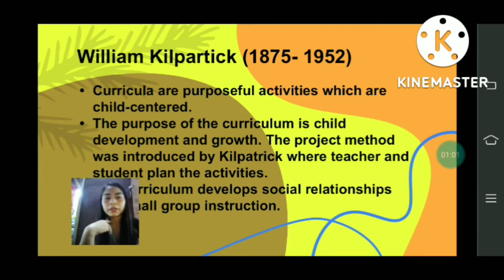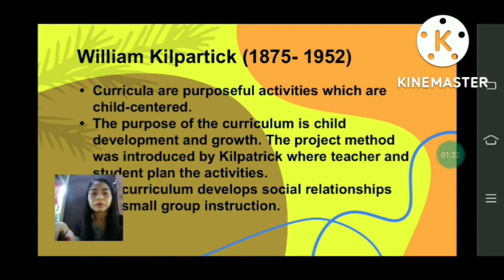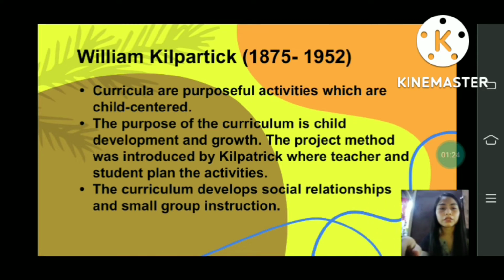According to William Kilpatrick, curricula are purposeful activities which are child-centered. The purpose of the curriculum is child development and growth. The project method was introduced by Kilpatrick, where teacher and student plan the activities. The curriculum develops social relationships and small group instruction.